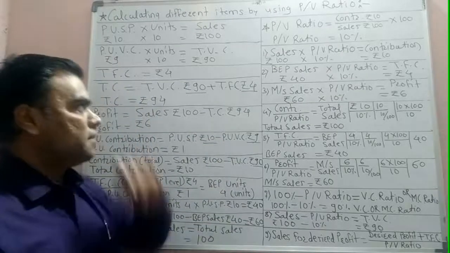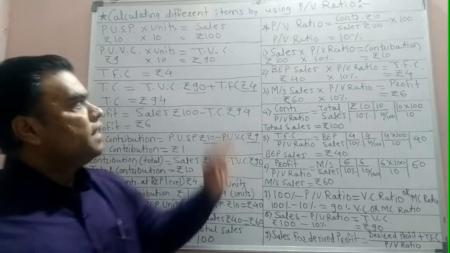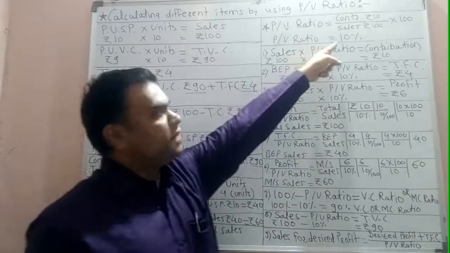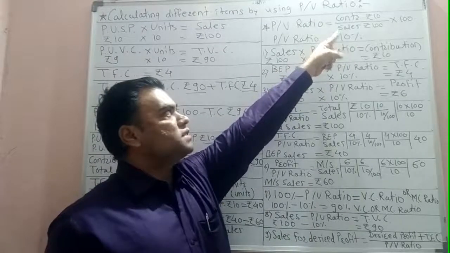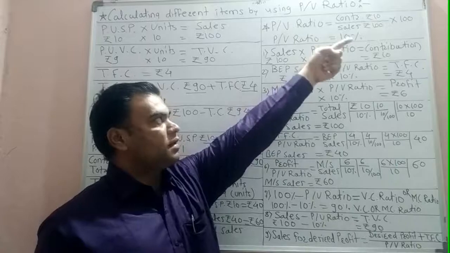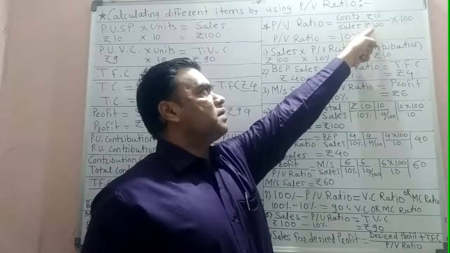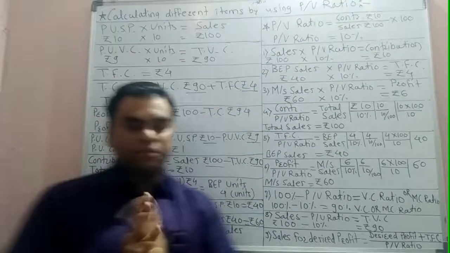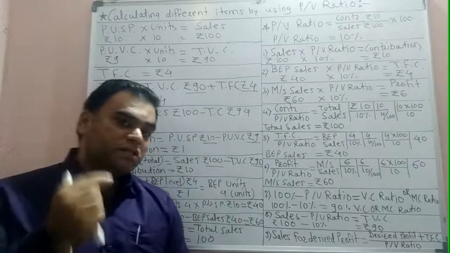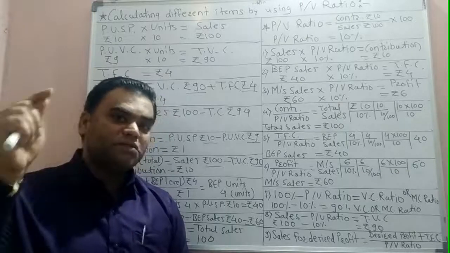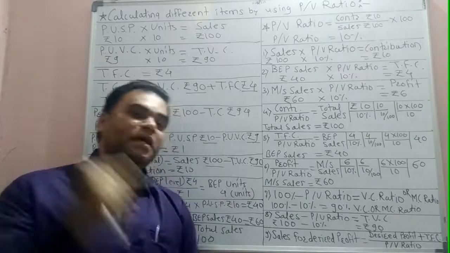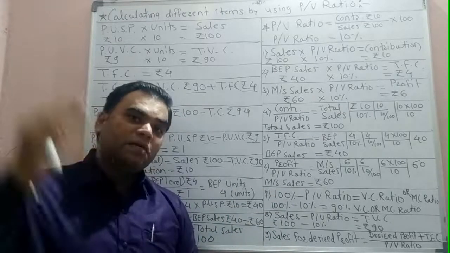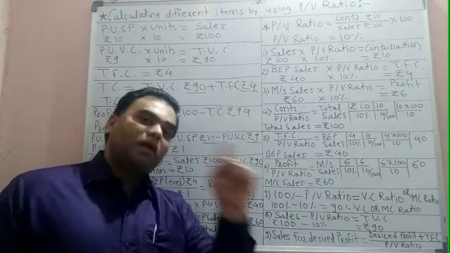So let's start with the first. As we know, suppose PV ratio is 10%. Here also PV ratio is 10%. Contribution is 10 divided by sales, which is 100, into 100. So contribution 10 is 10% of 100, that is sales. So PV ratio is 10% in this example also. PV ratio is 10%, it means contribution is 10% of sales. It means fixed cost is 10% of BEP sales. It means profit is 10% of margin of safety sales.